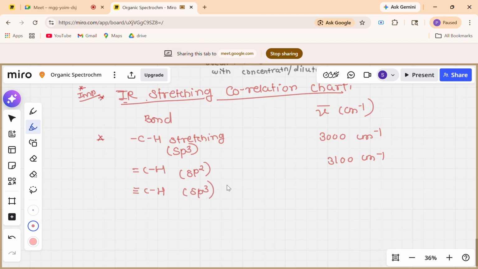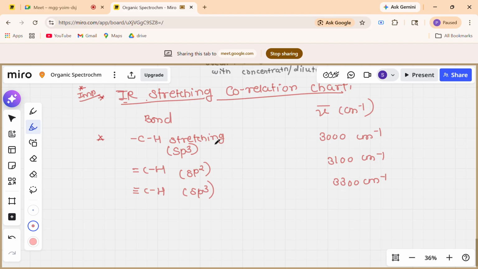region of 3100. So we discussed, right? As the s character increases, the bond strength will increase, and hence the corresponding stretching frequency value will also increase, right? If we are talking about the sp CH here, then it will be higher than this, so that will be around 3300 centimeter inverse.